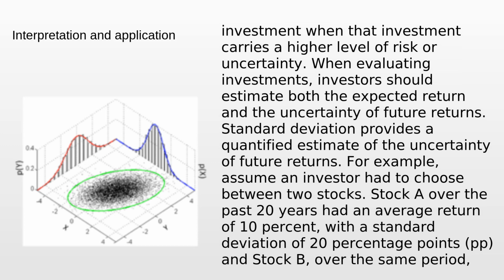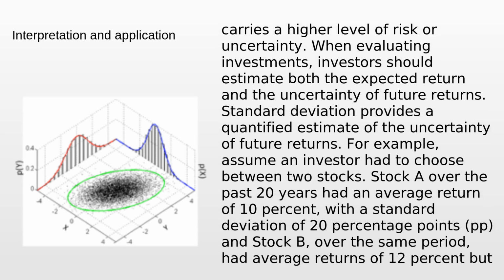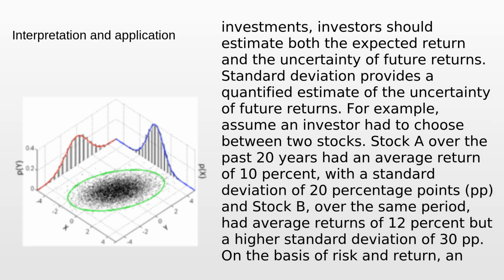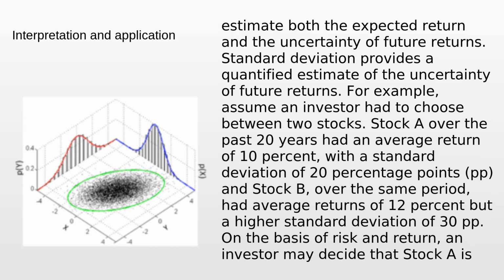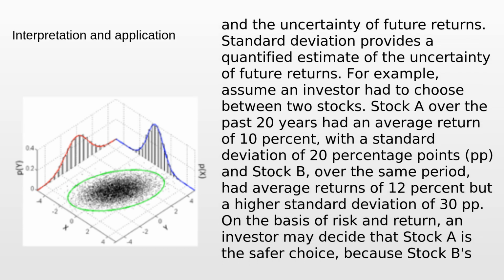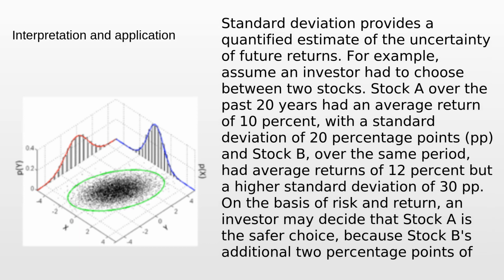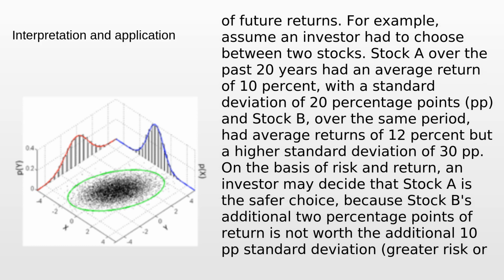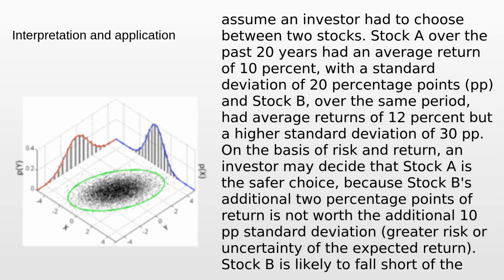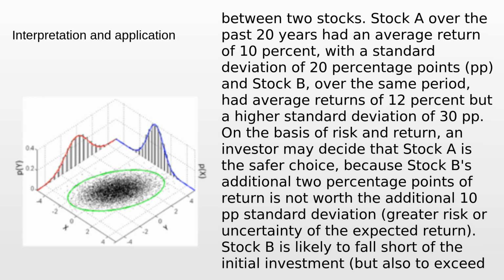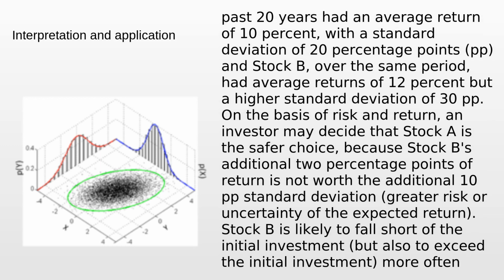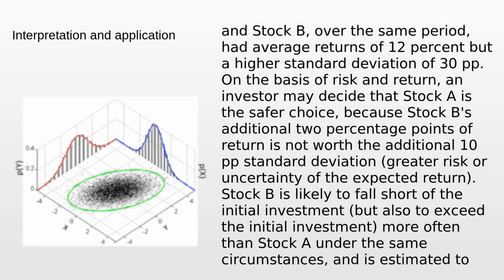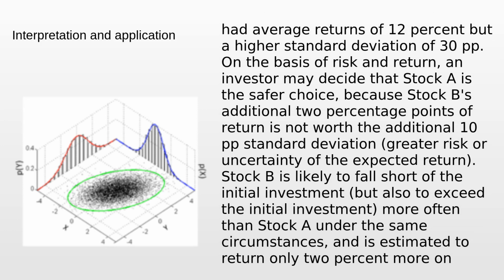Standard deviation provides a quantified estimate of the uncertainty of future returns. For example, assume an investor had to choose between two stocks. Stock A over the past 20 years had an average return of 10%, with a standard deviation of 20 percentage points, pp. And stock B, over the same period, had average returns of 12% but a higher standard deviation of 30 pp. On the basis of risk and return, an investor may decide that stock A is the safer choice, because stock B's additional 2 percentage points of return is not worth the additional 10 pp.